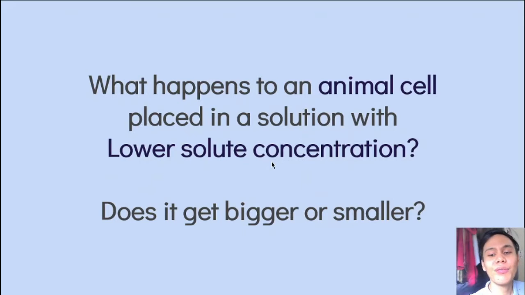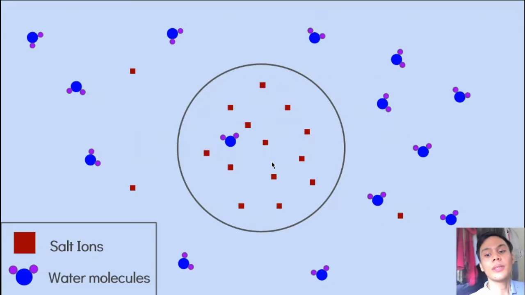So what happens if we put an animal cell in a low solute concentration solution, meaning it has less solutes in that solution? So here we have a diagram. We have the Mickey Mouses. Those are the water molecules. The squares are the salt ions. The solution where the cell is in, the cell is the circle.